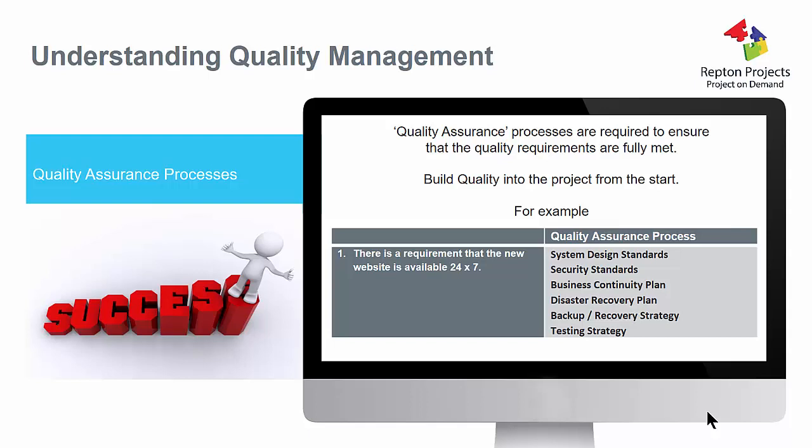Yet again, it's not just going to happen by accident. So in this example, we've got a requirement that the new website is available 24/7. So how are we going to achieve that? We can either just hope for the best, hope that it will stay stable and it'll be available, or we can actually build quality into the project right from the start by implementing what's called quality assurance processes. I've highlighted 6 of these here. These are not an exhaustive list by any means, and they can change depending on what the requirements are. But these are just examples, really.